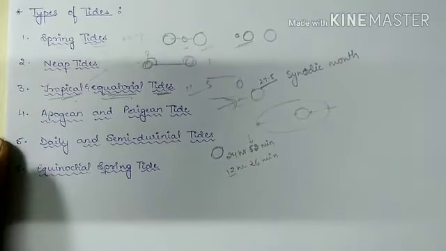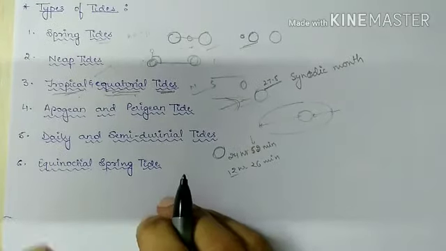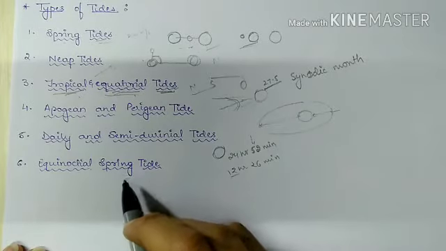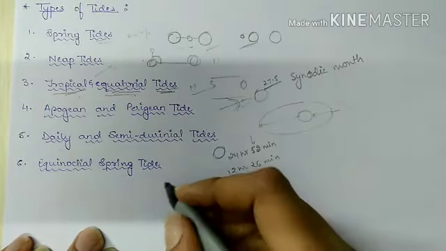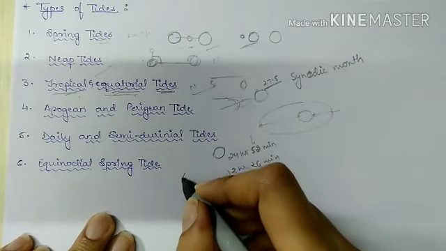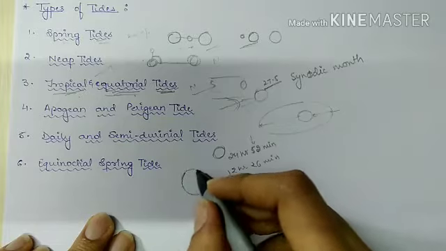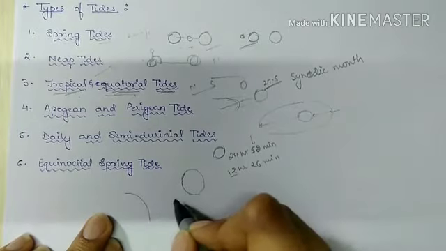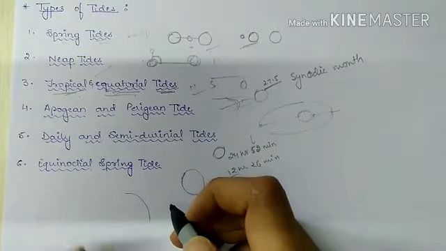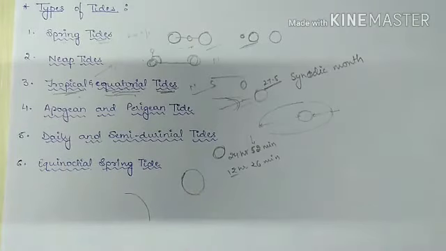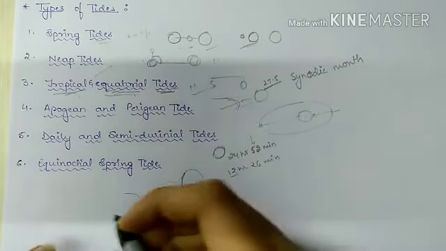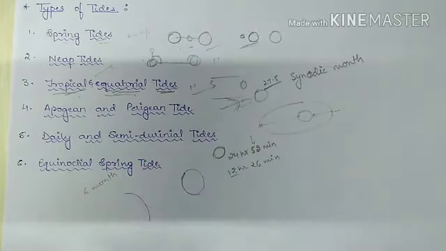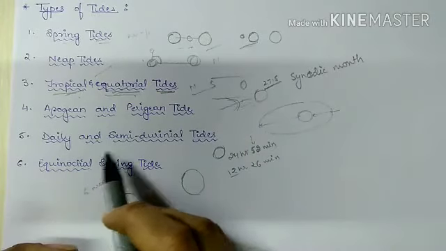Now lastly, we have equinoctial spring tides. These are the tides that are reoccurring at the interval of 6 months due to the revolution of earth around the sun and the sun's varying declination. Due to the movement of the sun, we have northward and southward movement of the sun. So because of the positioning of the sun, the interval of tide is 6 months, and the tides occurring at the interval of 6 months are known as equinoctial spring tides.